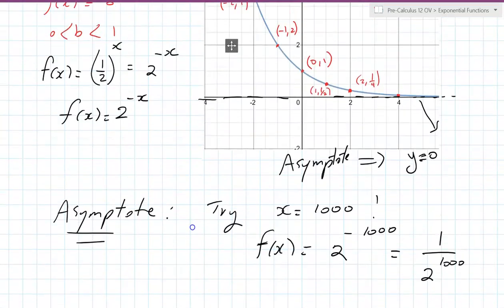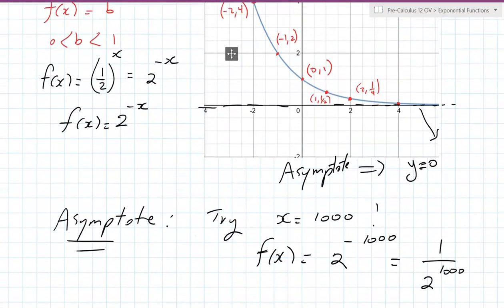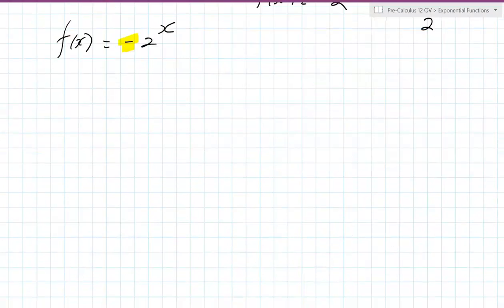And that's why if I had continued this graph to where x was 1,000, you would get very, very close to 0 in terms of the y value, but never, ever touching y equals 0. That's why you get this asymptote, and that's why all exponential functions have asymptotes. So now let's look at this graph.